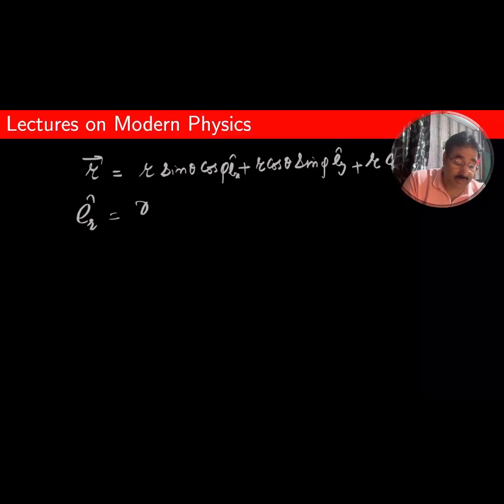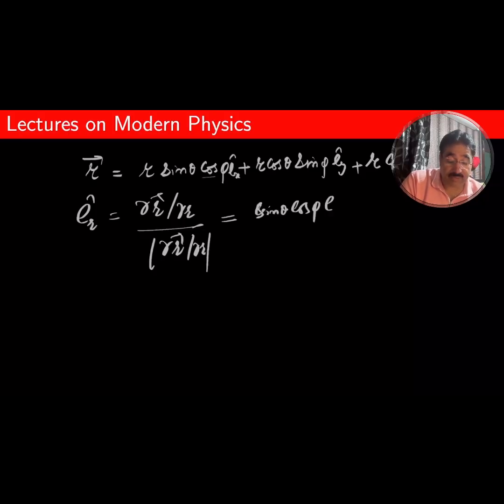You have to find it as del R by del r, divided by the magnitude of del R by del r. Differentiating with respect to r, that r differentiation is 1, so you remain with sine theta cos phi Ex, plus sine theta sine phi Ey, plus cos theta Ez. And the magnitude, you take the sum of the squares, which you will see is 1.